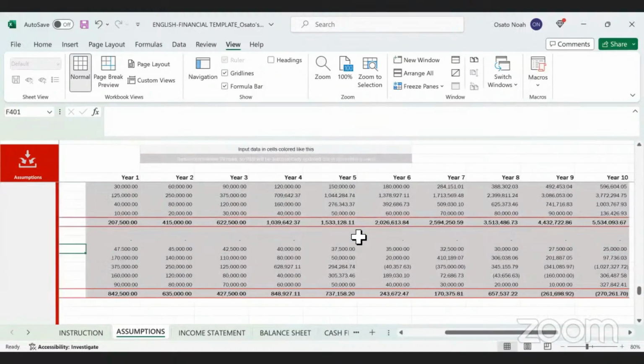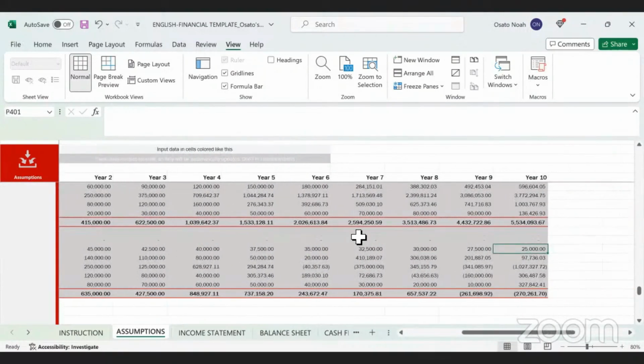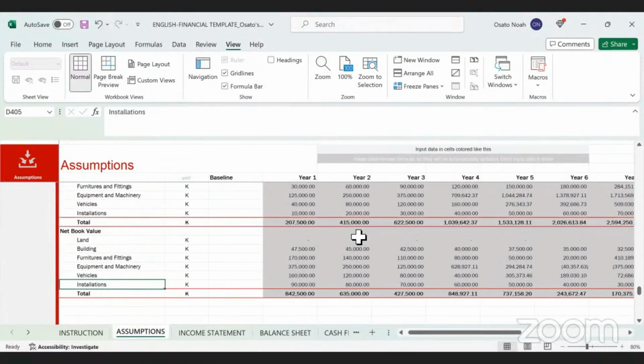We started with, for instance, building was about, I think, 50,000. At the end of 10 years, it's just 25,000 that is left. So this just shows you how everything will depreciate over time.